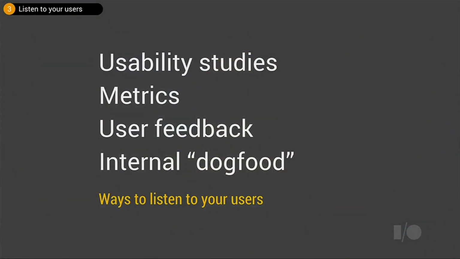Okay, so the final lesson is that it's really important to listen to your users. And there's a bunch of different ways you can do this. You could run usability studies, you can study your user metrics, you can directly solicit user feedback, or you can run an internal dog food. Dog food is the idea that you eat your own dog food. So you test the app internally before you release it into the wild to the general public. But it's important that you do all of these and don't just focus on one.